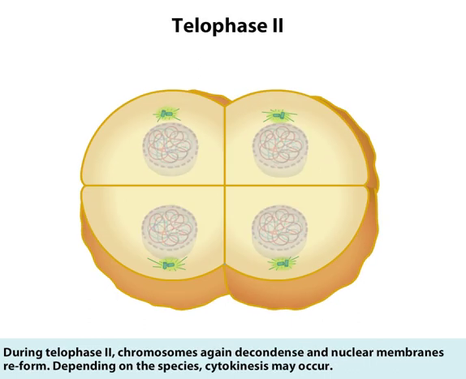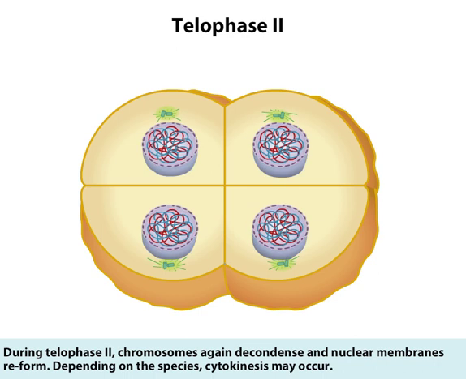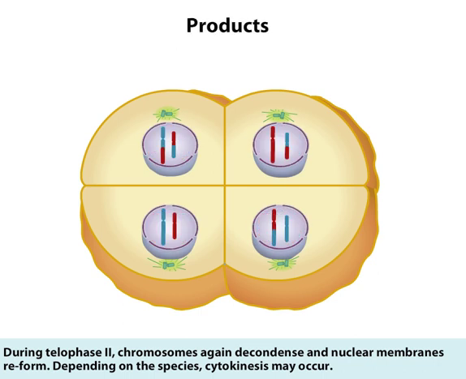During telophase II, chromosomes again decondense and nuclear membranes reform. Depending on the species, cytokinesis may occur.